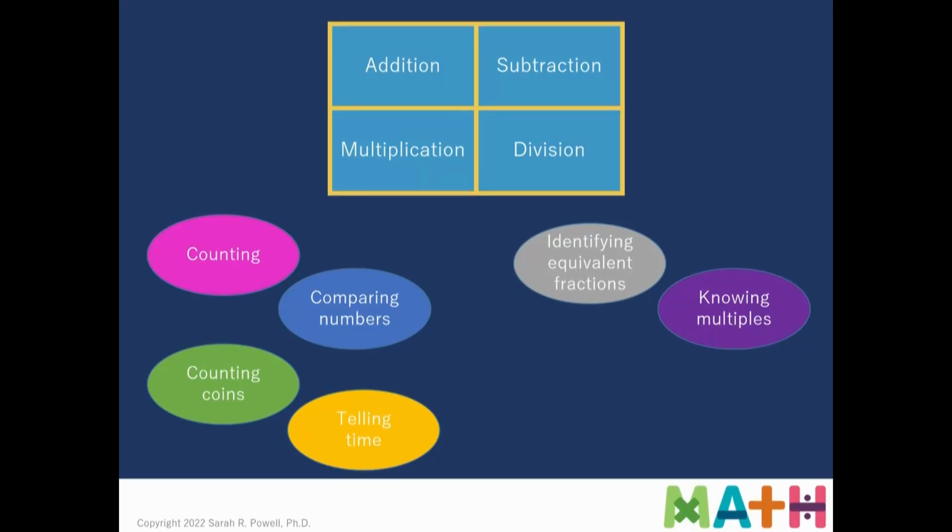So what are the equivalent fractions to 1/2? Oh, 2/4 is equivalent. 3/6 is equivalent. 4/8 is equivalent to 1/2. If I'm thinking about finding common denominators, it's really helpful to be fluent with my multiples. So what are the first 5 multiples of 3? Oh, that's 3, 6, 9, 12, 15. Look how easily and accurately I did that.